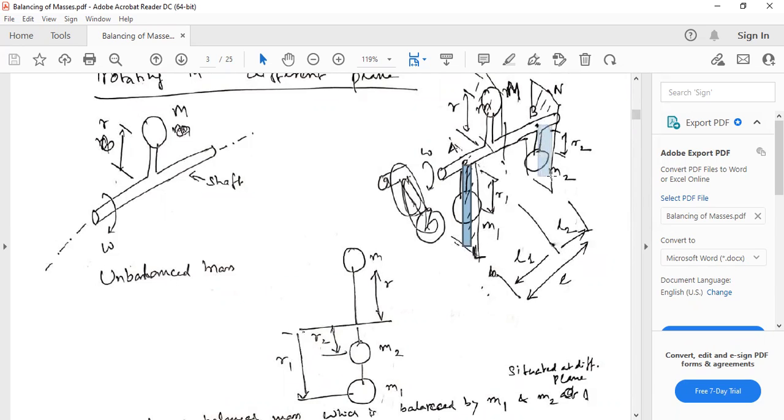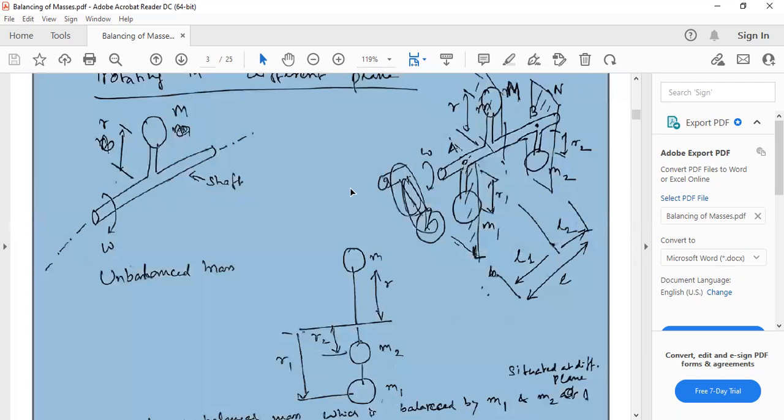One here, at a radial distance of r1 for this mass m1 and r2 for this mass m2 from the axis of the shaft, and also an axial distance. So this is the location of the first mass that was unbalanced previously. We place these masses m1 and m2. These two masses are away from the plane of this first mass, at a distance of L1.